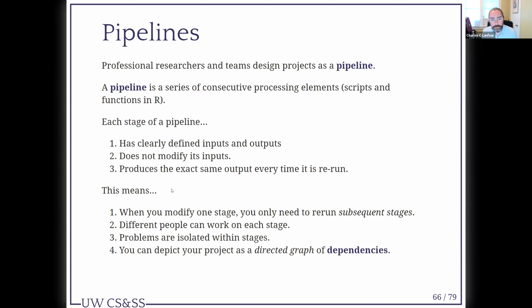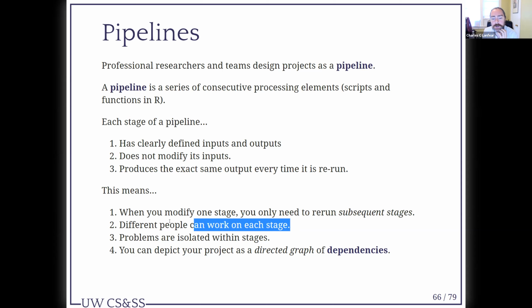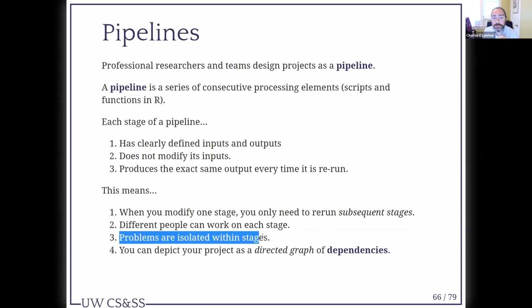Okay? So what this means in a pipeline is if you modify one stage, you only need to rerun the subsequent stages. They don't modify anything earlier in the process. This also means different people can work on each stage at the same time. They're all isolated. So long as the general type of input and output don't change, people can modify the internal code to their heart's content. This also means problems are fully isolated within one stage. If something is going wrong, it must necessarily be a problem in only one stage because the code is fully isolated.